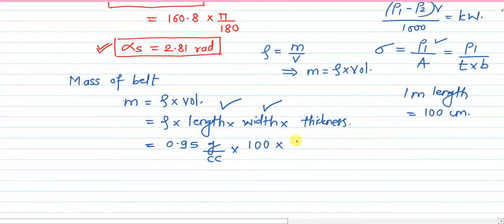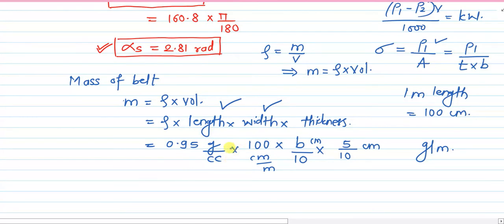Width of the belt is not known to us. Let us say it is B mm, so we have to divide it by 10 to get it in B centimeter. The length is already 100 centimeter. The thickness is 5 mm, sorry, so 5 by 10 centimeter. Now this gives us a very systematic approach, a uniform system of units. Actually this is 100 centimeter per meter. So overall the expression of this entity is gram per meter. That will be the mass, the total mass from this expression.